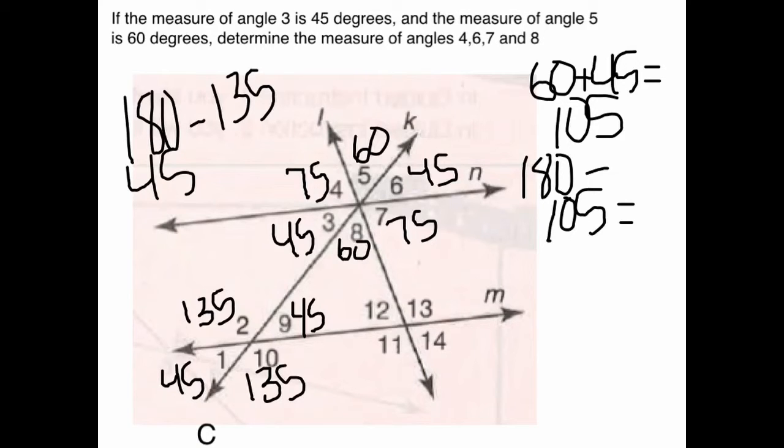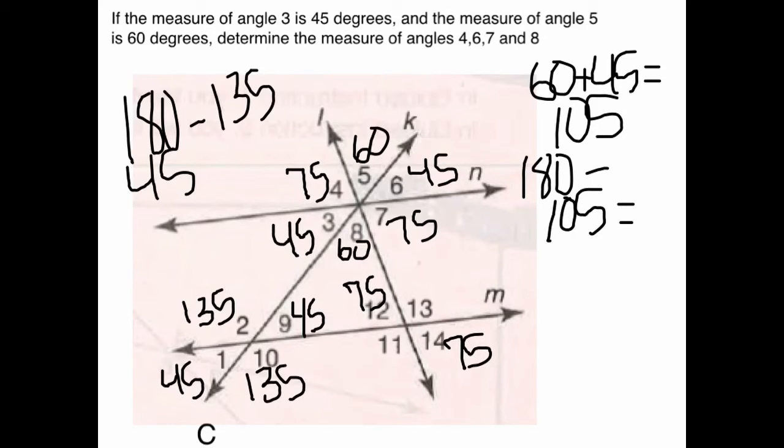Now, let's skip over and do this section. Now, for angle 12, the easiest way to figure this one out is figure out which one corresponds with it. If I look at my transversal that's with angle 12, the corresponding angle is angle 4, which means that they have the same measurement. So angle 12 is going to have a measure of 75. That means that angle 14 will also have a measure of 75 because, again, they're vertical. They're across from each other, and they share a vertex.